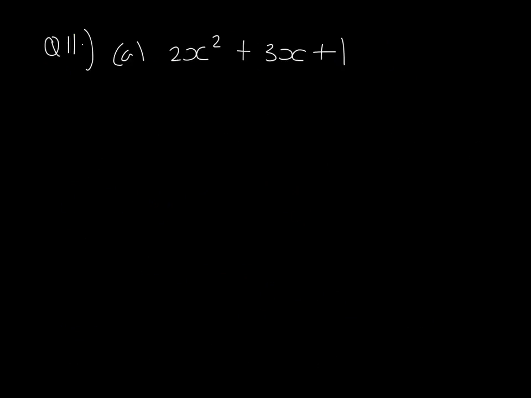Question 11, part A. Factorise this expression. Now, this is a harder expression to factorise because there is a number, i.e. 2, in front of the x squared. So we have to remember all of the different stages of this.